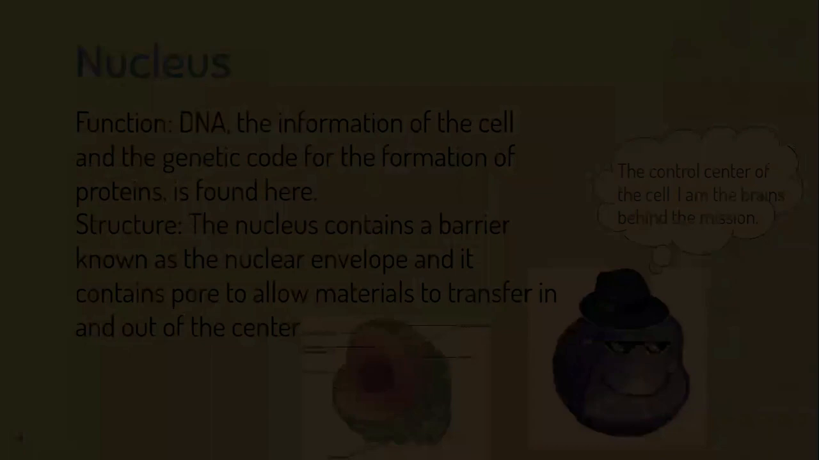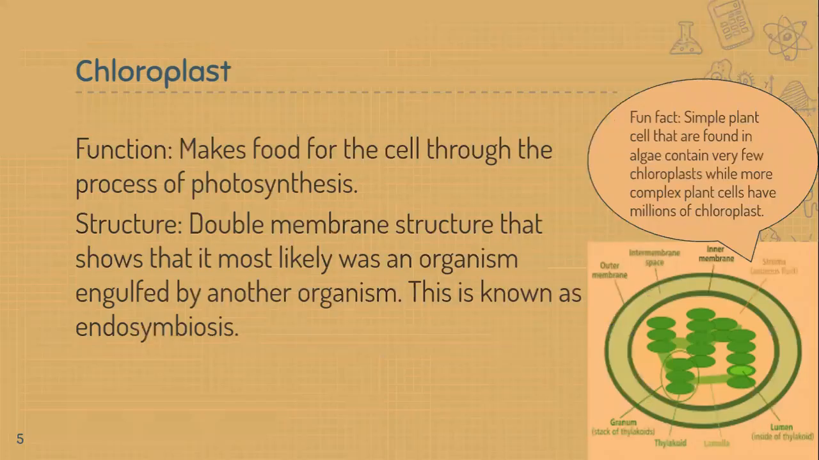Chloroplast. The function of the chloroplast is to make food for the cell through the process of photosynthesis, which is taking light energy and converting it into chemical energy. The structure of the chloroplast is a double membrane structure that shows that it's most likely an organism engulfed by another organism. This is known as endosymbiosis.